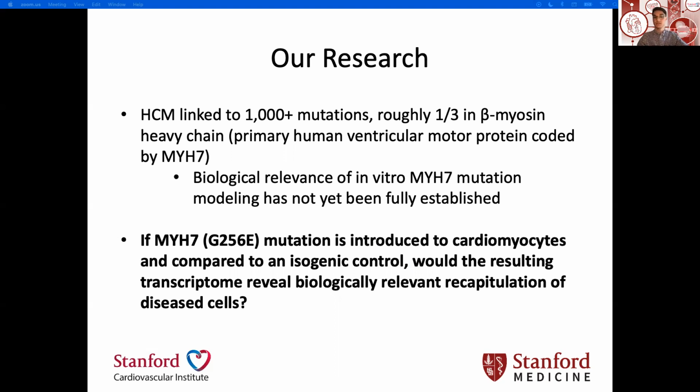An important thing to notice here is that the biological relevance of in vitro MYH7 mutation modeling, or essentially just modeling in a petri dish, has yet to be fully established. This leads us to the question: if the G256E mutation of the MYH7 gene is introduced into cardiomyocytes, or the contractile cell of the heart, and compared directly to a very similar, or isogenic, control, would the resulting transcriptome reveal biologically relevant recapitulation of disease cells? So essentially, we're looking at trying to create a relevant model of what this disease would look like inside of a human body.